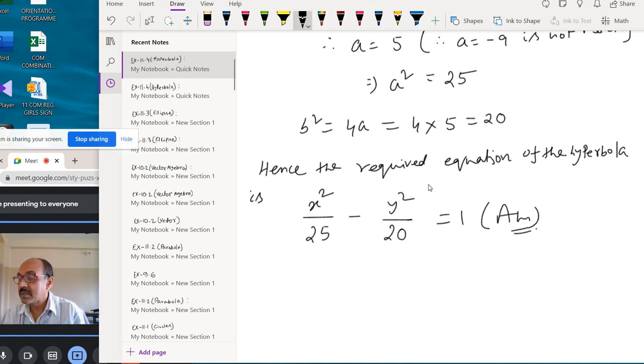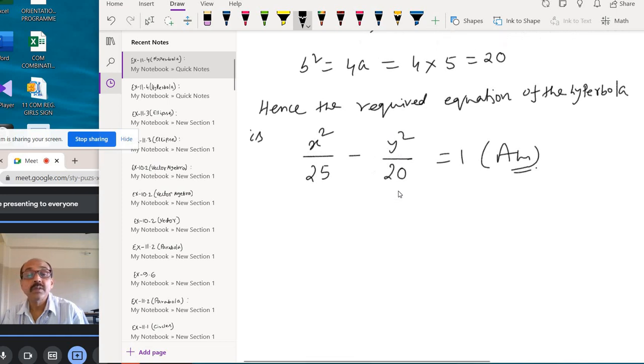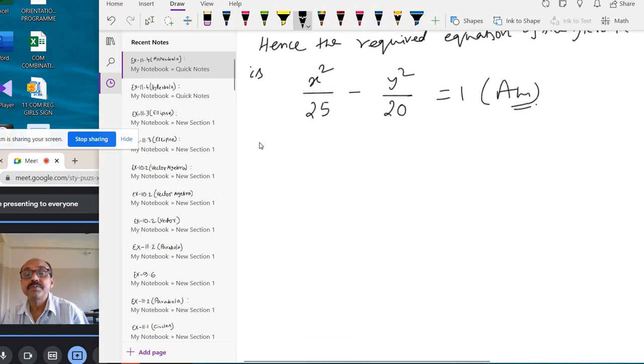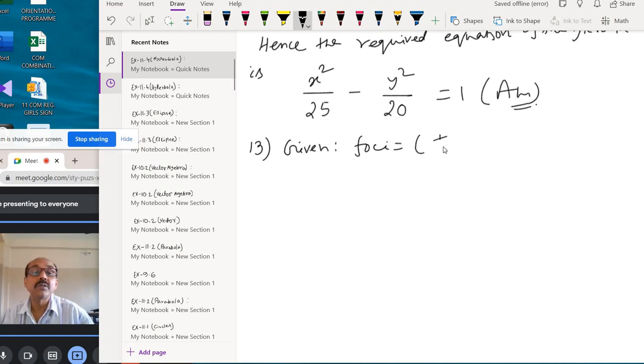Next, question number 13. It is given the coordinate of the focus is (±4, 0), and the length of the latus rectum is 12.